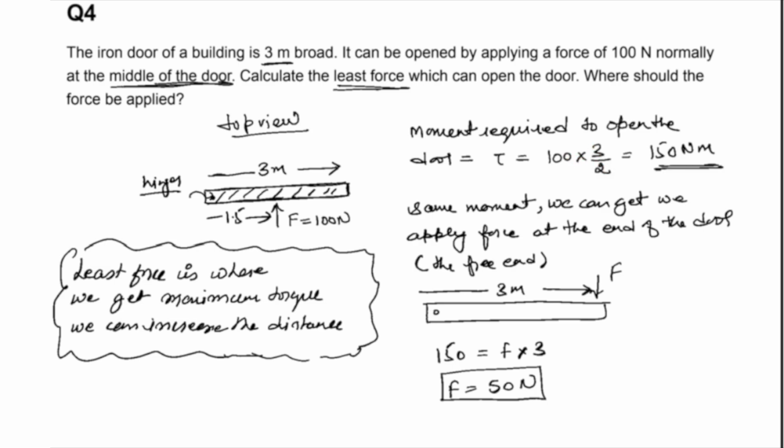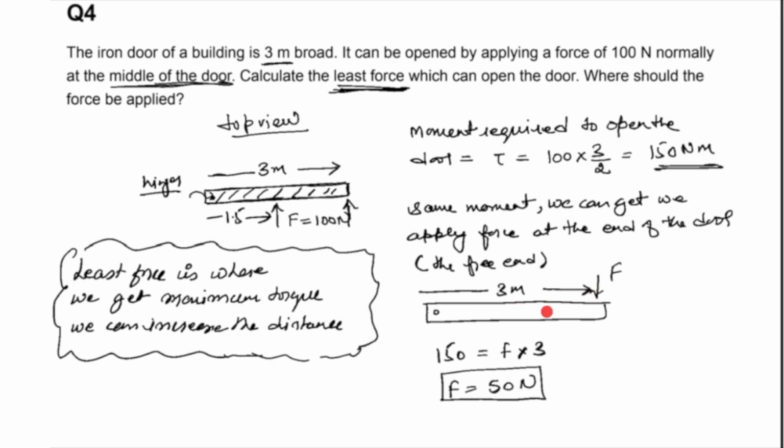That will be 150. So this much torque is required to open this door. Now, we can get the same moment if we apply force at the end of the door, because we want to apply the least force, right? So that's why we are going farther. We will not apply force here. We'll apply force at the end here.